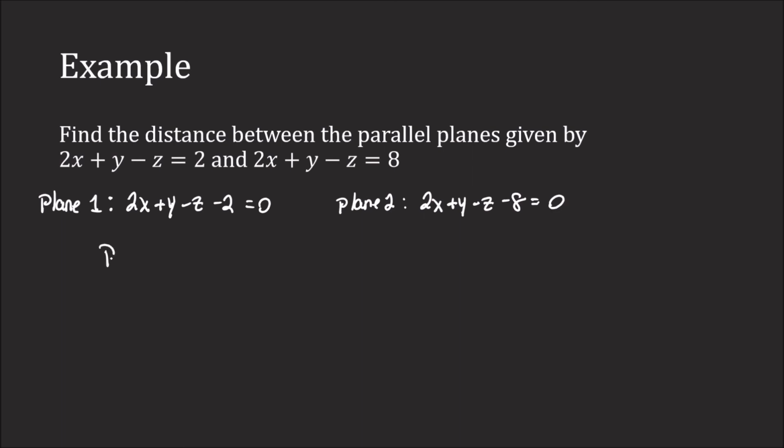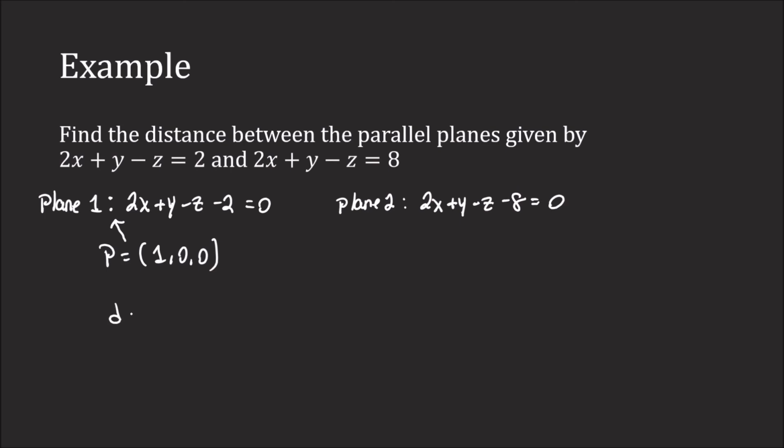So let's pick a point from the first plane. Well, if we set y and z equal to 0, then x has to be 1. So the point would be 1, 0, 0. And this lies in the first plane, right? So this point is from this first plane.